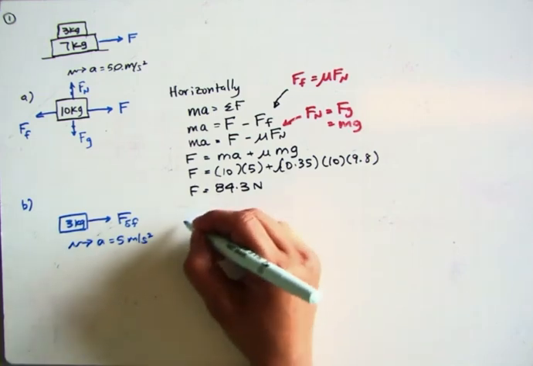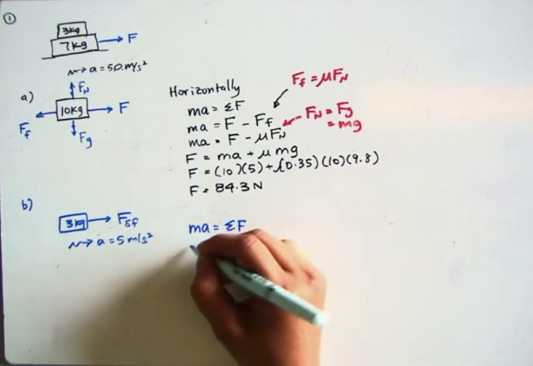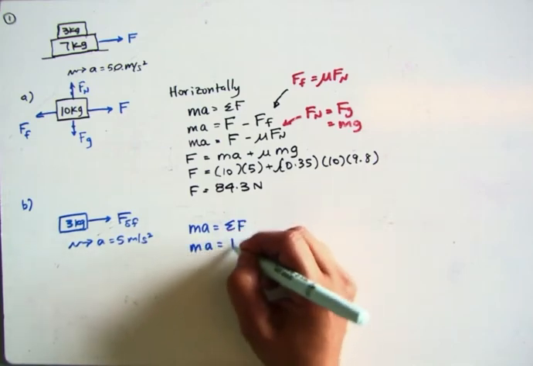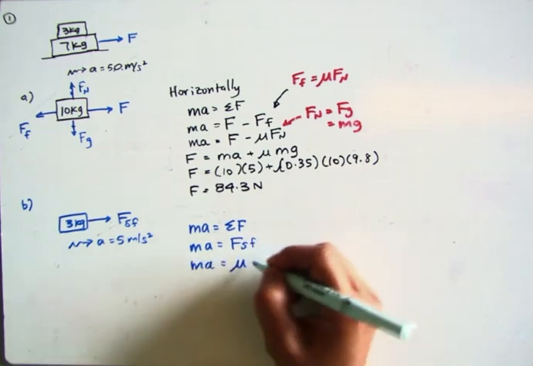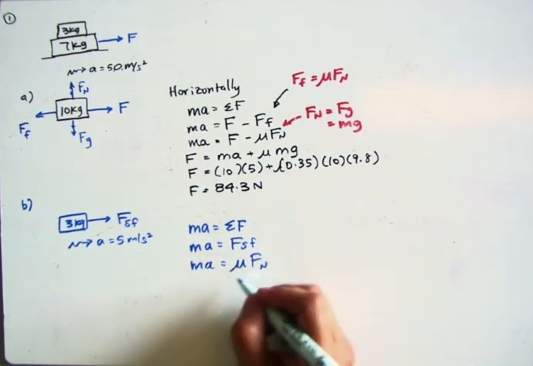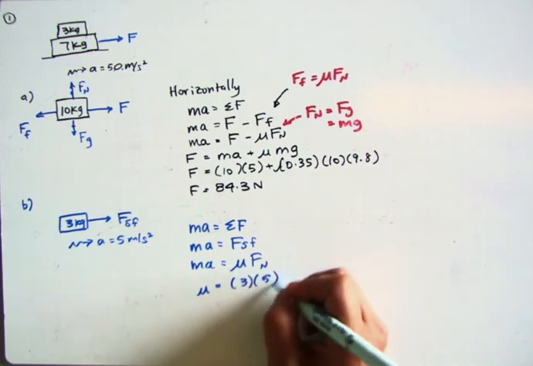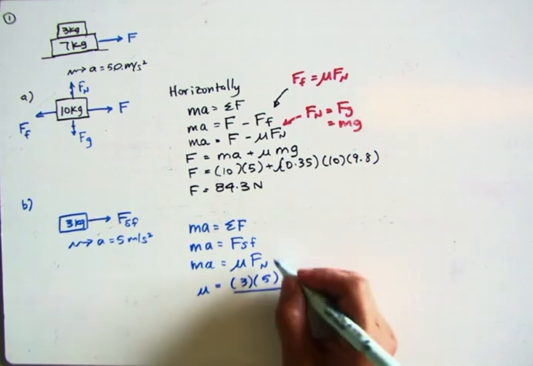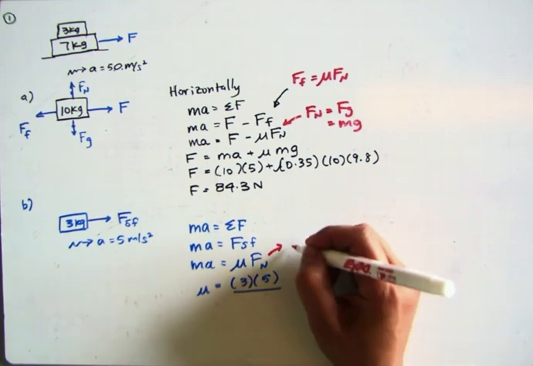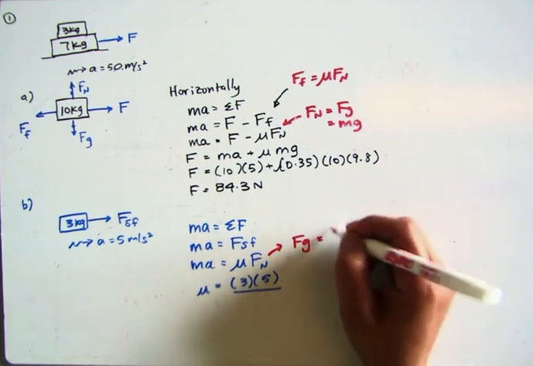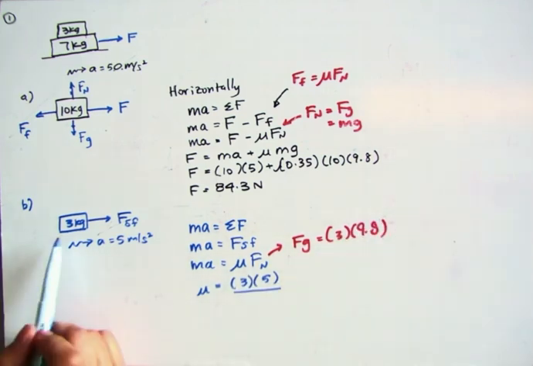So now when we do our analysis, we're going to say MA equals the sum of the forces. So the sum of the forces is equal to just the force of static friction. So we can say MA equals mu F_n. And so we want mu, and that's just going to equal mass, which is 3, times the acceleration, which is 5, divided by the normal force. Again, there's only two forces involved, so this is just equal to F_g, which equals 3 times 9.8, because it's only the 3 kilogram block we're looking at.